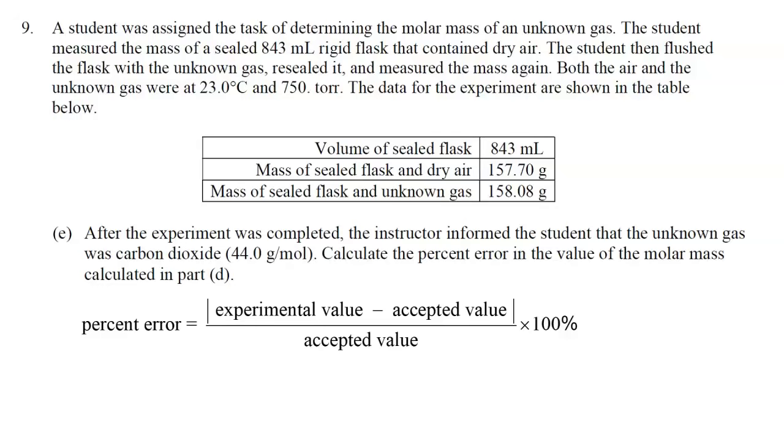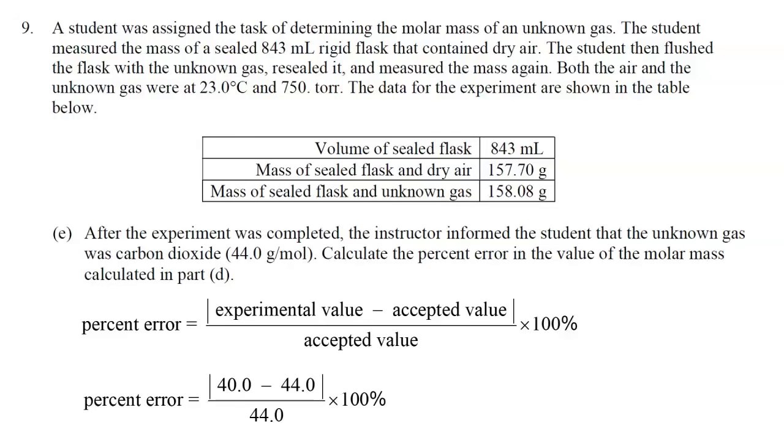You take the difference between the two values, which are the experimental value that was determined based on the laboratory data. You subtract the accepted value or the known value, and that difference will be represented as an absolute value. You divide that difference by the accepted value and then multiply by 100. So remember that in part D, the experimental value that we had determined for the calculated value for molar mass of the unknown gas, that was 40.0. But the accepted value for the molar mass of carbon dioxide is 44.0.